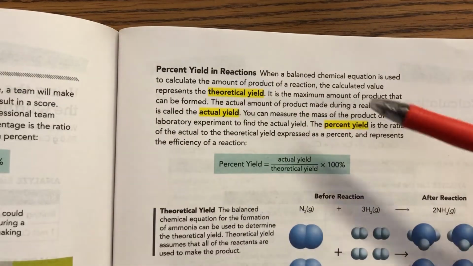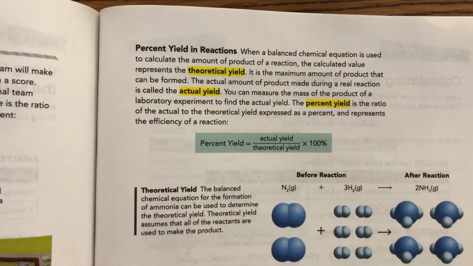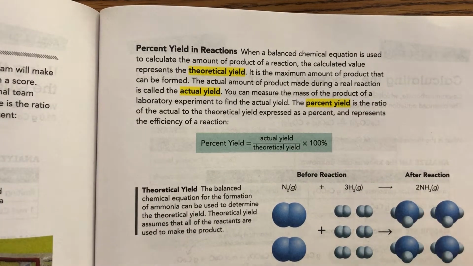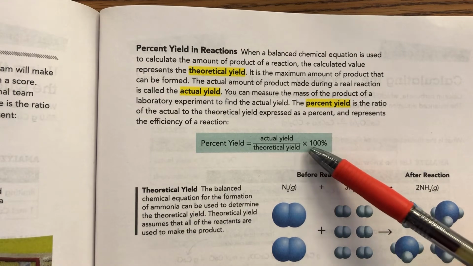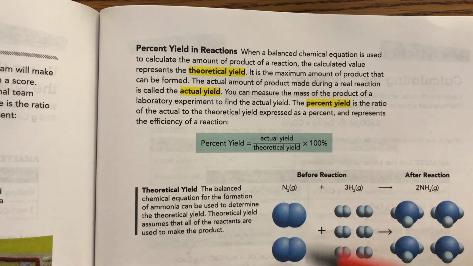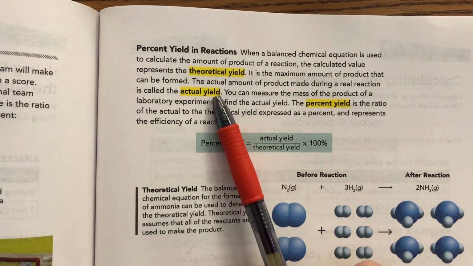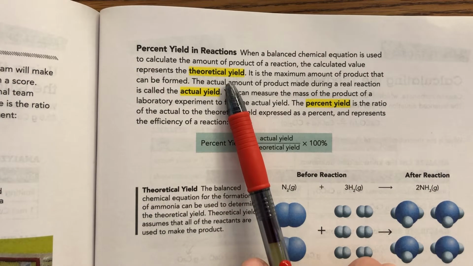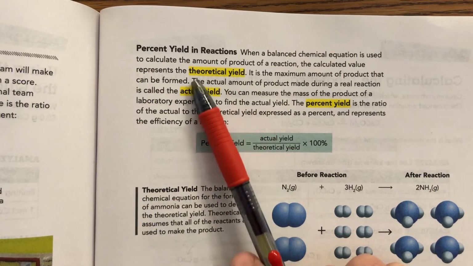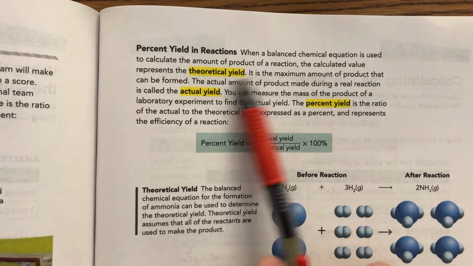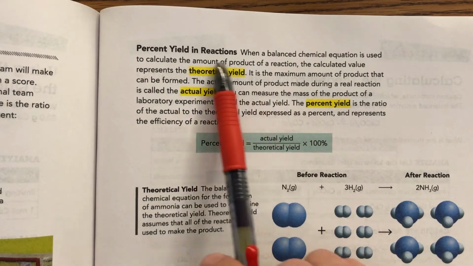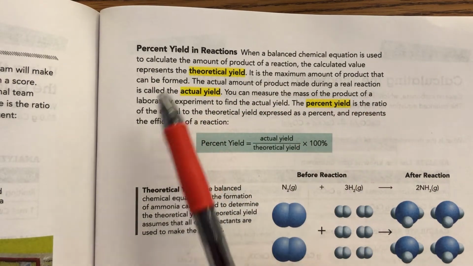Here are 3 definitions. You need to know these definitions. Please write them down in your notes. So pause the video, write them out, and also write down this equation too, because we're going to write these things out. So the theoretical yield is the maximum amount of the calculated value of reactants forming products. This is going to be the maximum amount of product that can be formed.